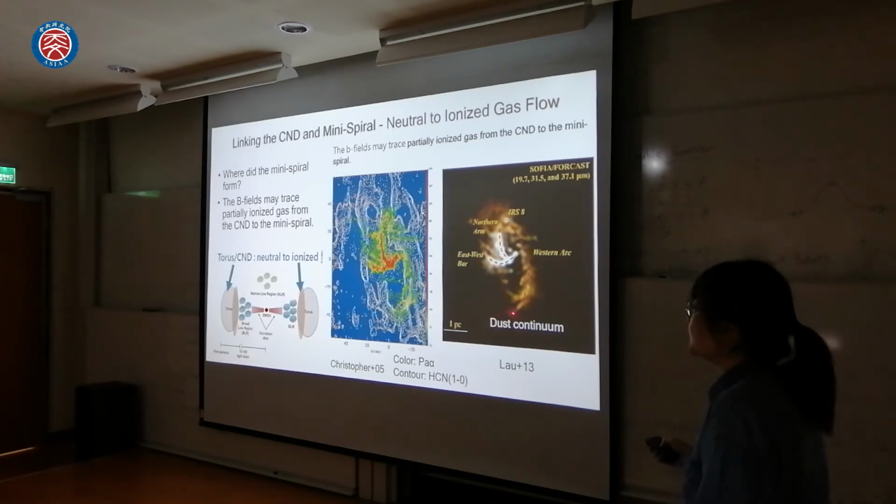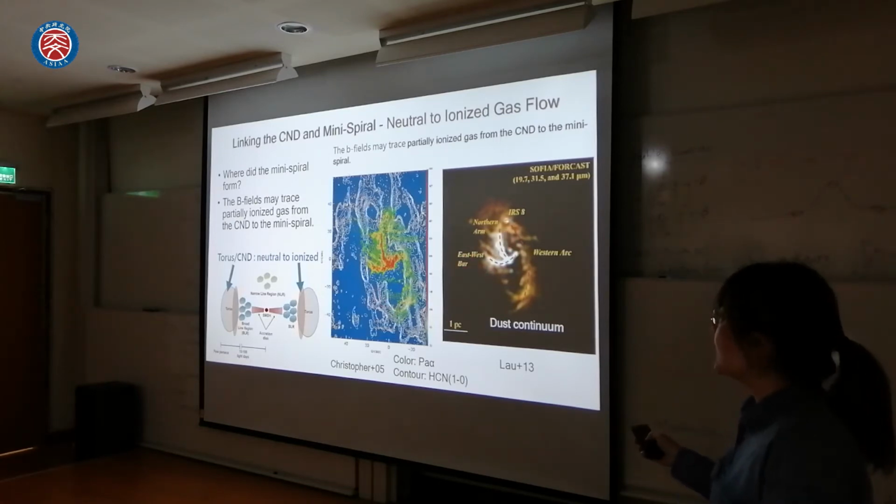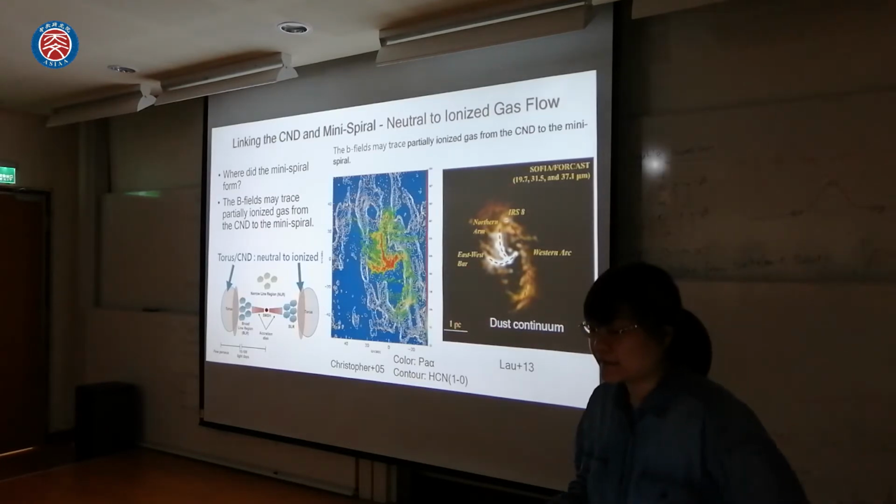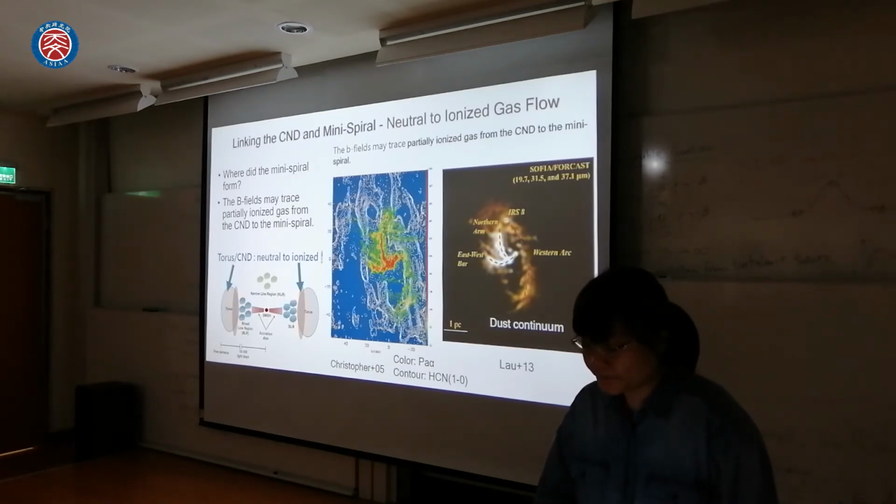Here, this is the dust continuum emission made by SOFIA. So you will see both the CND, the neutral gas ring, and this ionized gas, the plasma, observed simultaneously in dust continuum emission. So if this dust emission traces the magnetic field, then we can try to use the polarization to do something if they are magnetized.